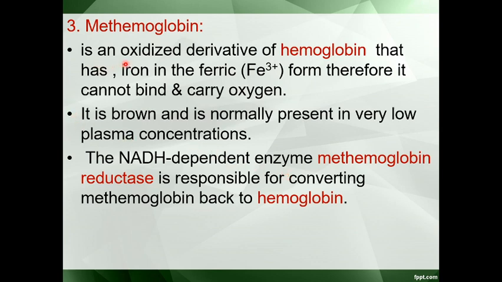Methemoglobin is an oxidized derivative of hemoglobin that has iron in the ferric form. You see, in the ferric form. Therefore, it cannot bind or carry oxygen, because only ferrous iron can bind or release oxygen. The ferric state cannot bind or release oxygen. It is brown and normally present in low plasma concentration.